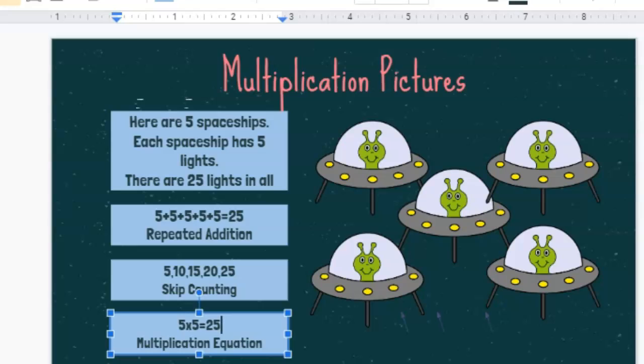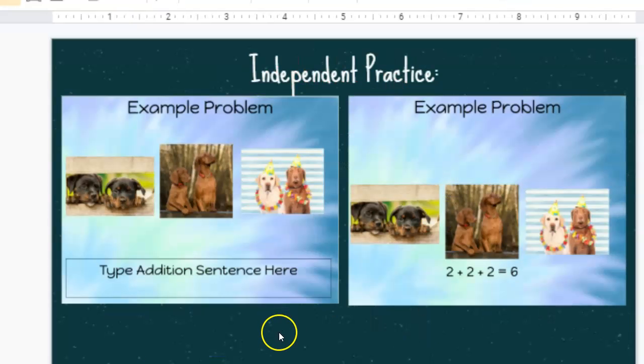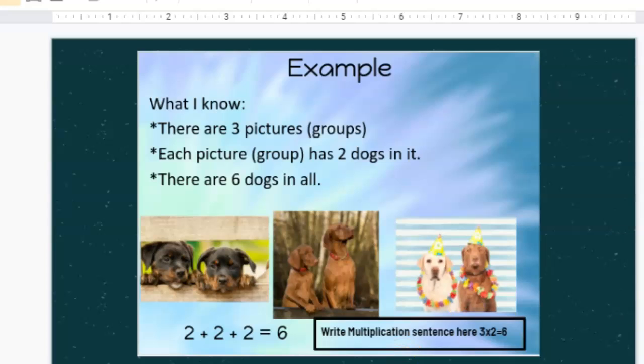Okay, so next you're going to have some independent practice, and that's linked for you on the Google assignment slide. This is an example of it. So for this particular picture, we would say we have 3 pictures, 2 dogs each, 2 plus 2 plus 2. And I know there are 3 pictures or groups. Each group has 2 dogs in it. There are 6 dogs in all, and my multiplication sentence is going to be 3 groups of 2 equals 6. That's all for math today. Go to your assignment slides and work your assignment.